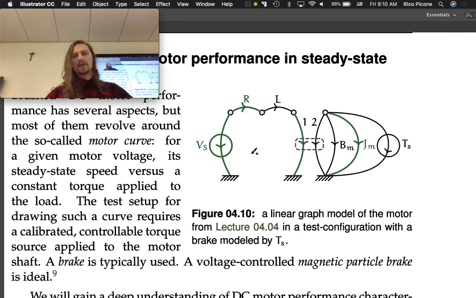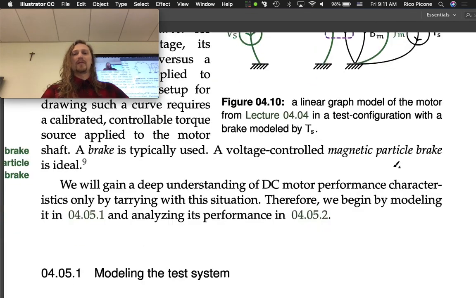A voltage source drives the electrical side of the motor. And then on the mechanical side, we still have the motor bearing damping and the rotor moment of inertia. And we have a torque source that is being applied. So the torque source that's applied is the brake, and that's what we added to the model effectively.